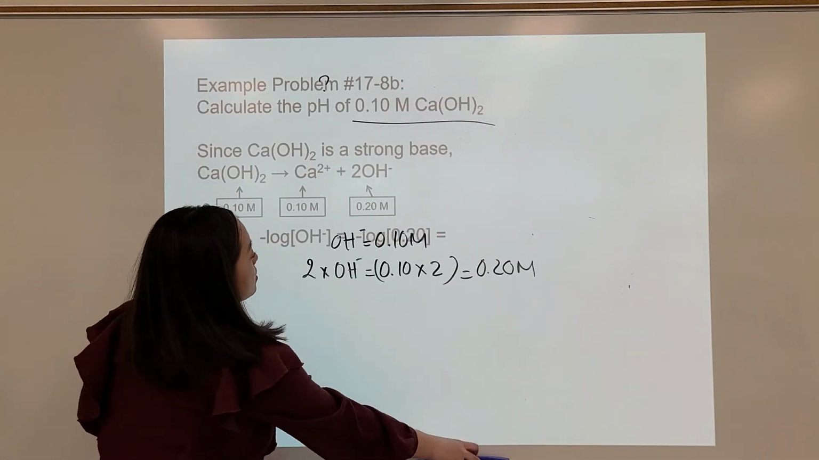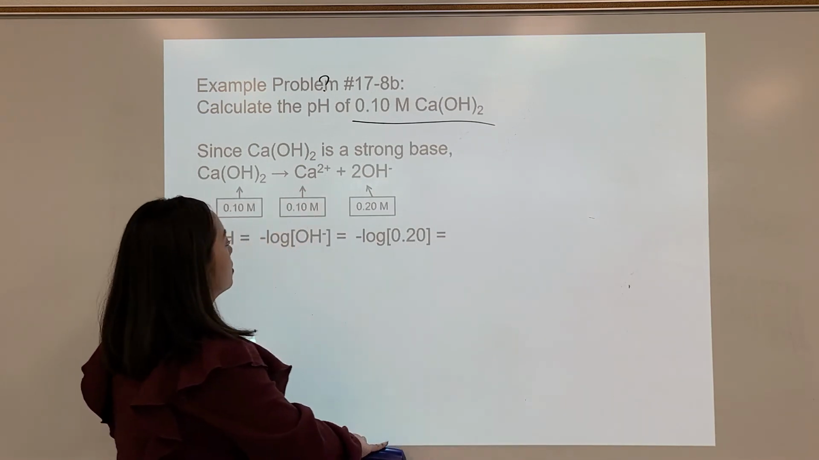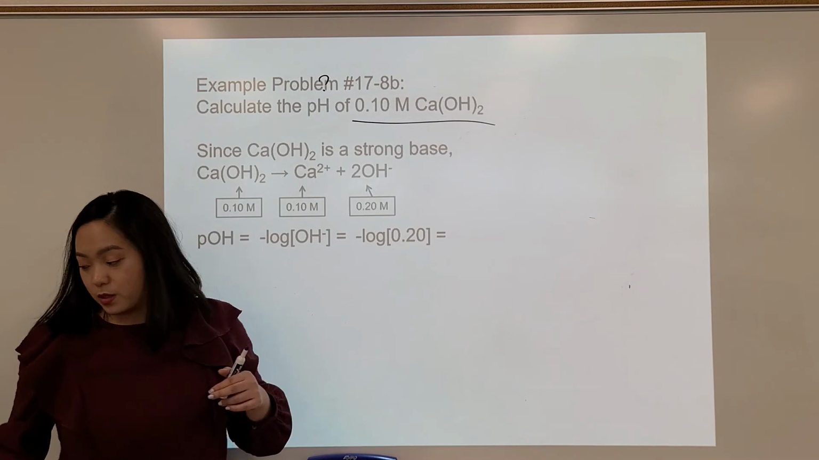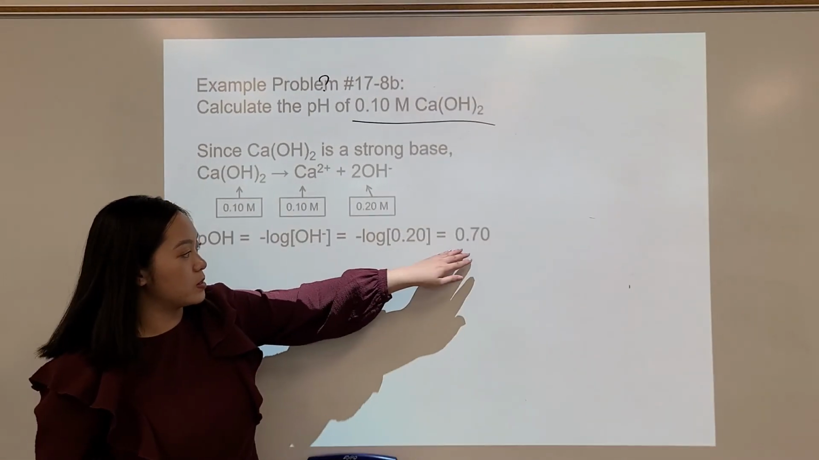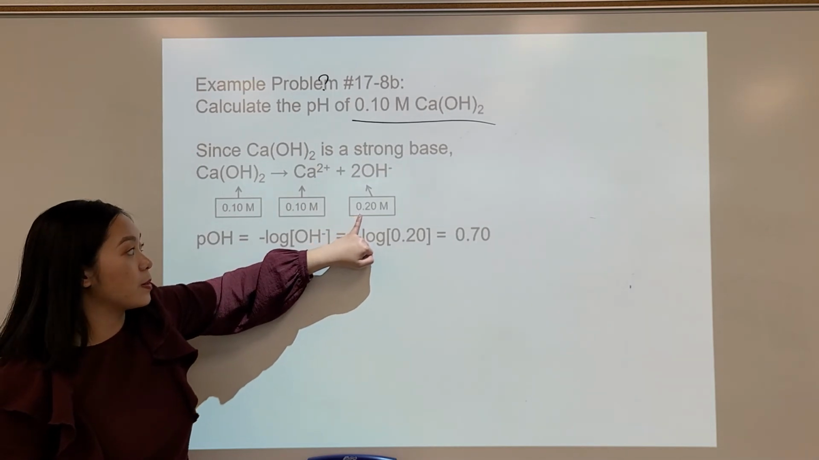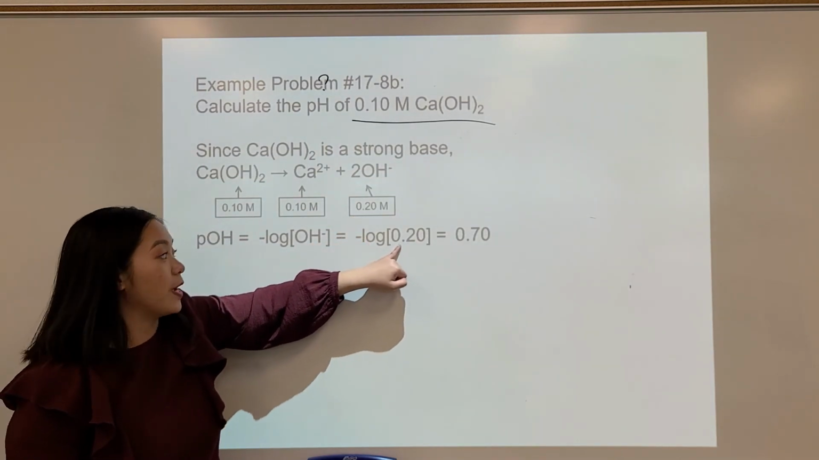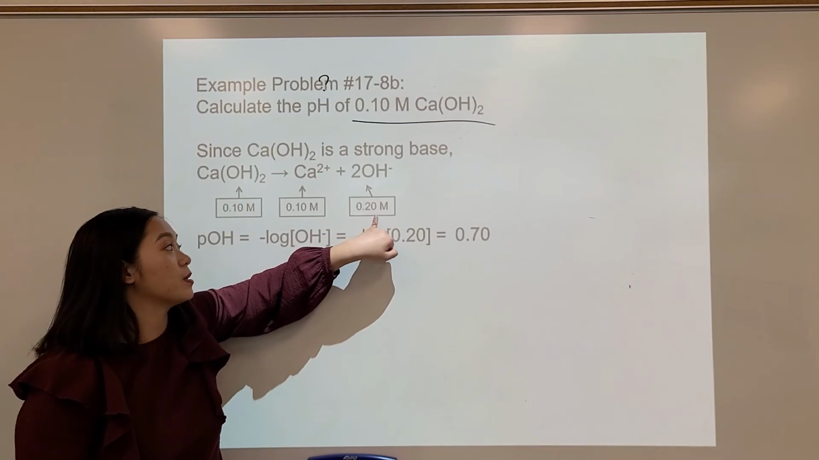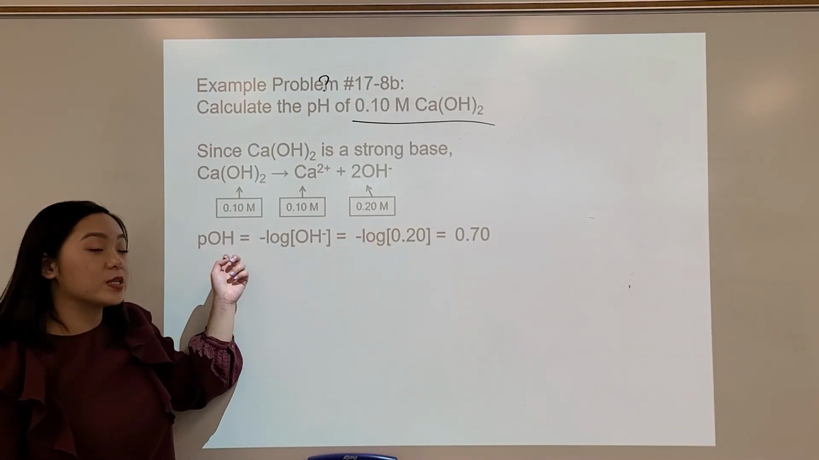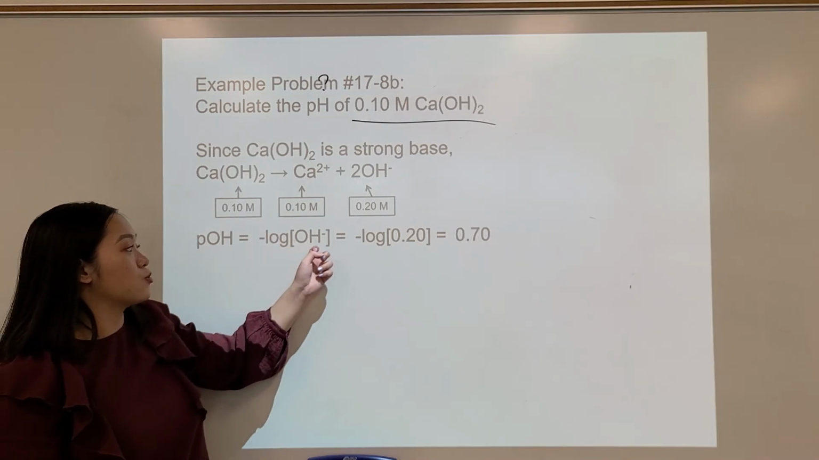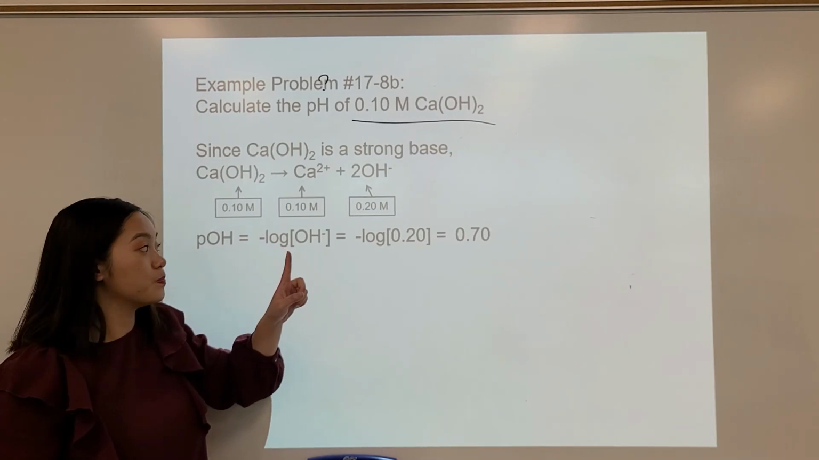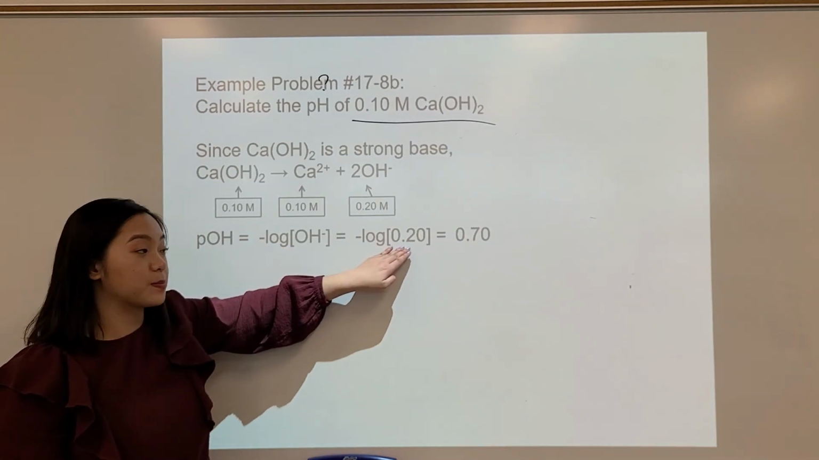So let me erase this so we can see that. Okay, let's plug this number in here, and then you should get this answer for your pOH. Now, it is also important to remember that you need to plug in this new concentration here, not the 0.1, okay? Because your pOH takes into account the concentration of all the hydroxide ions in the solution, not just one. So make sure you plug in the correct number here.